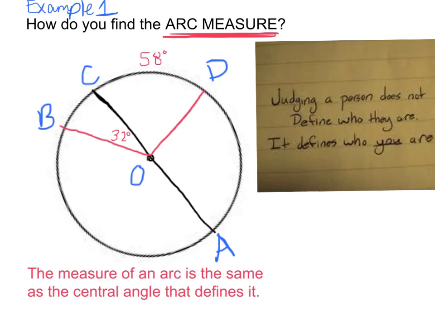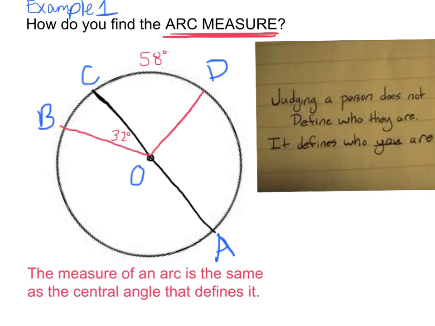Later in this video, we'll learn how to find the arc length, not the arc measure. So I'd like you to copy this diagram and then this sentence down here. Here's what it says. The measure of an arc is the same as the central angle that defines it. Go ahead and unpause the video when you're ready to answer some questions.